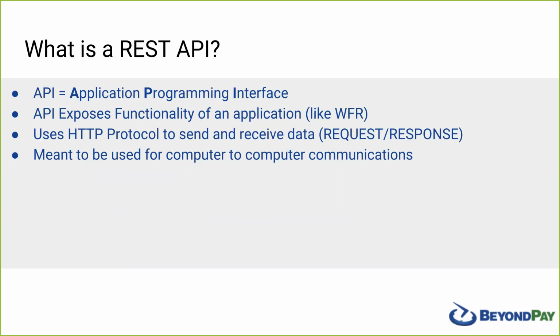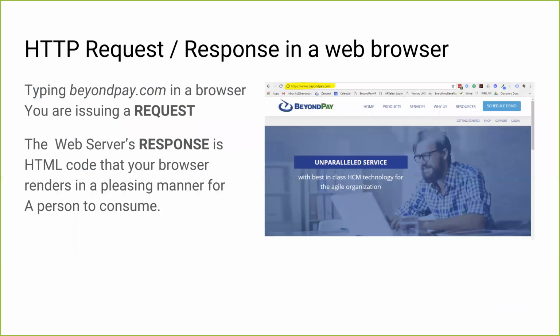So I think the first place to start is by answering the general question, what is an API? An API is an acronym for Application Programming Interface. Developers of an application like the Workforce Ready application will sometimes expose functionality through an API so that other programs can interact with it outside of the application's graphical user interface. So what does that actually mean?